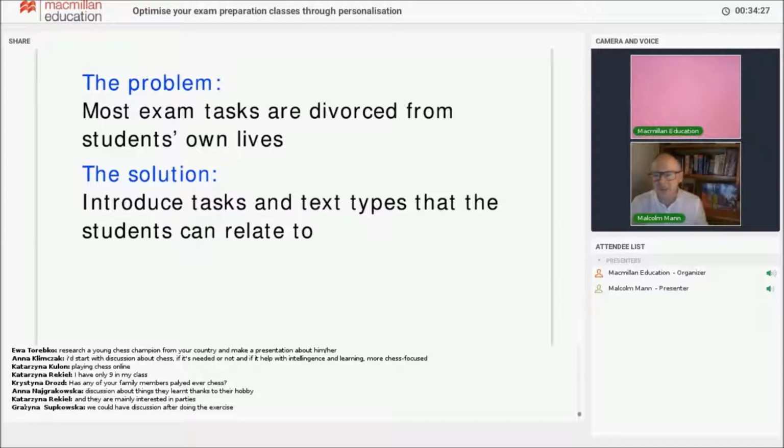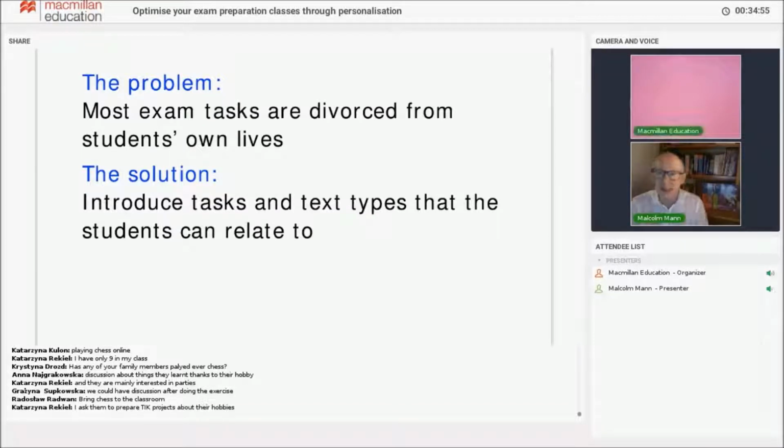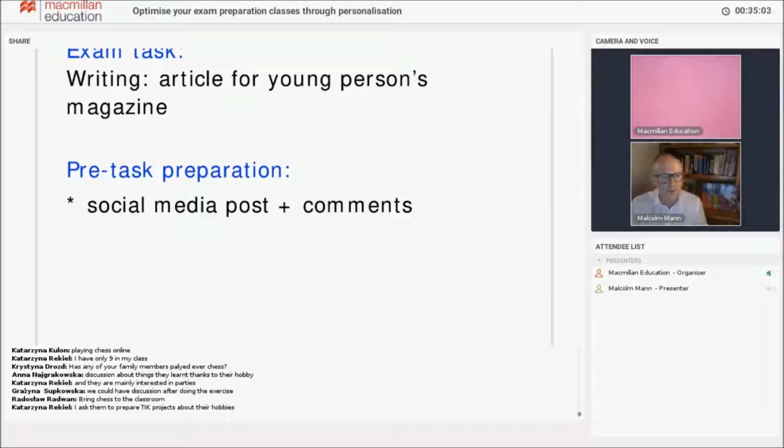As we said, one of the problems is that exam tasks are divorced from the students' own lives. Most of the things, as we said, that we're asking the students to do in terms of exam practice, exam preparation, are nothing whatsoever to do with what they do outside of the classroom. So another solution, I think, is to try and introduce tasks and text types that the students can relate to. Now, just to repeat, of course we have to do the exam practice tasks. This is supplementary. This is in addition to the exam practice tasks.